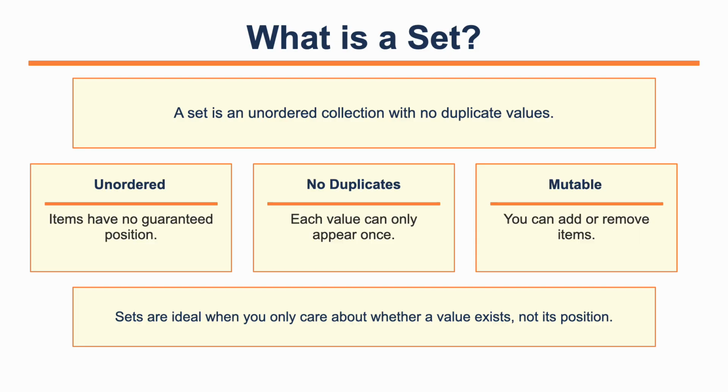A set is the third collection type. It is unordered, meaning items have no guaranteed position. It does not allow duplicate values, so every item must be unique. Like a list, a set is mutable, so you can add and remove items after it is created. Use a set when uniqueness matters more than order.